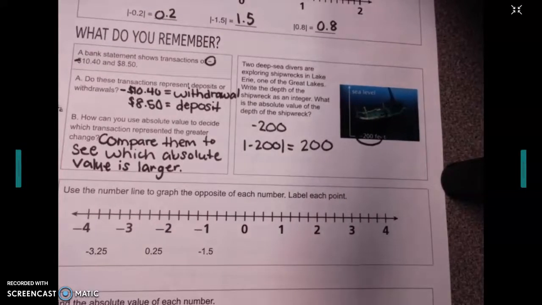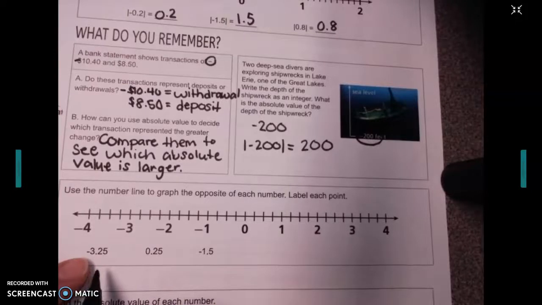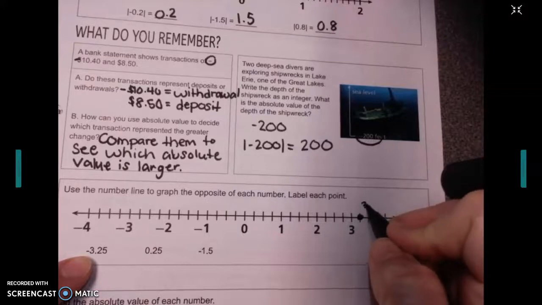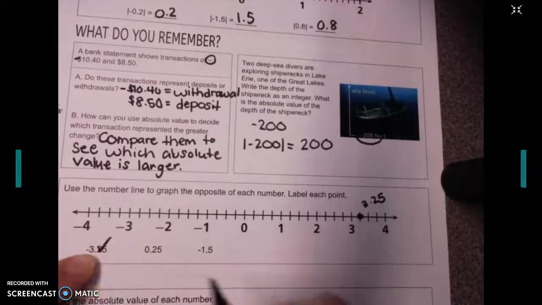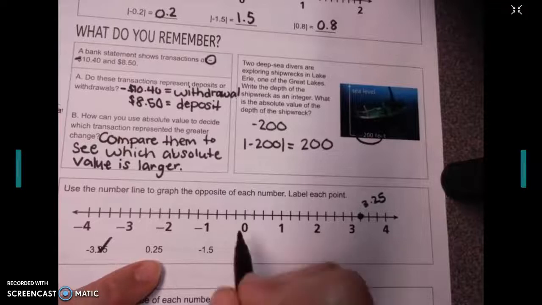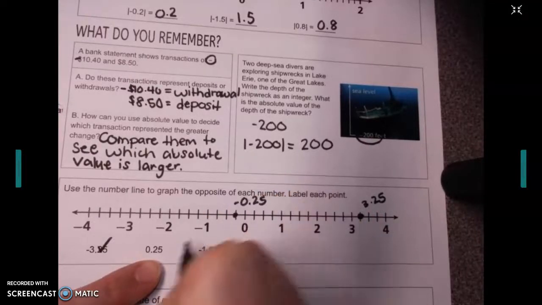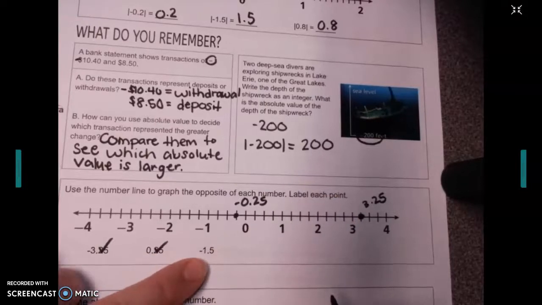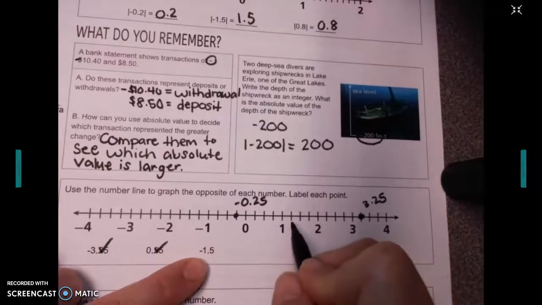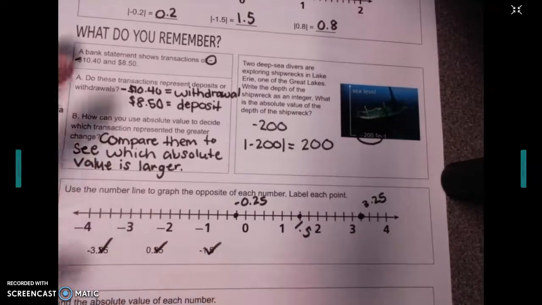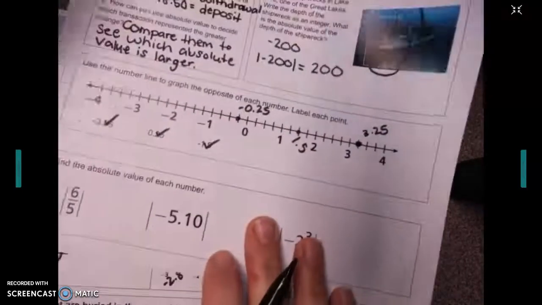Let's look at the number line. Use the number line to graph the opposite of each number. So the opposite of negative 3.25 is 3.25. So I did that one. The opposite of 0.25 is negative 0.25. Did that one. And the opposite of negative 1.5 is 1.5. Done.